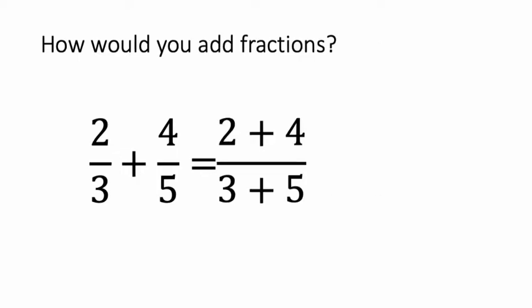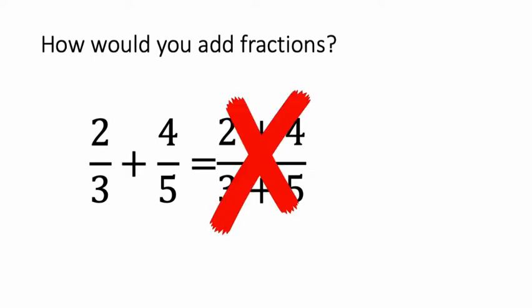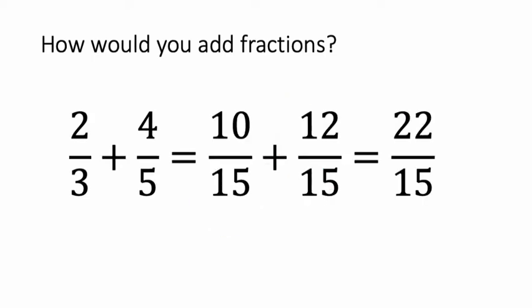Well, you won't do it like this. You wouldn't do it like 2 plus 4 over 3 plus 5, which is not the correct way. So how would you do it? Well, you'll reduce the denominator to their common denominator. What you'll get is 22 over 15, which is the correct answer.